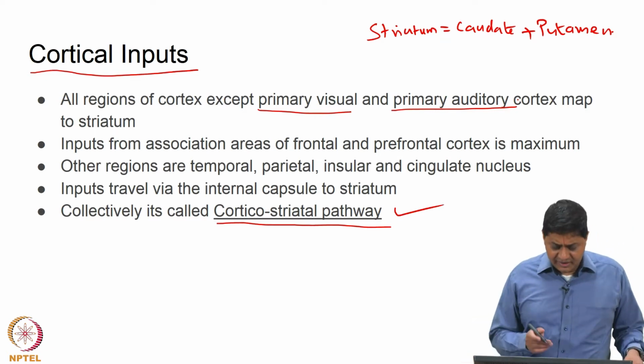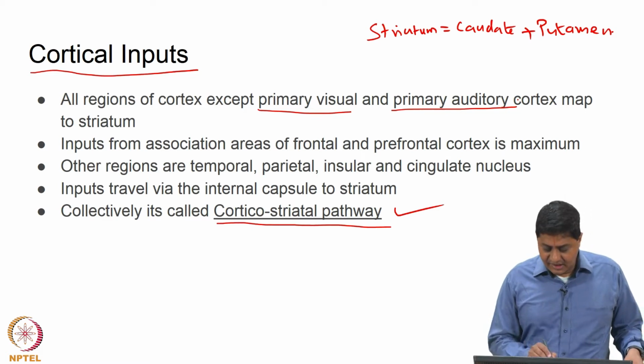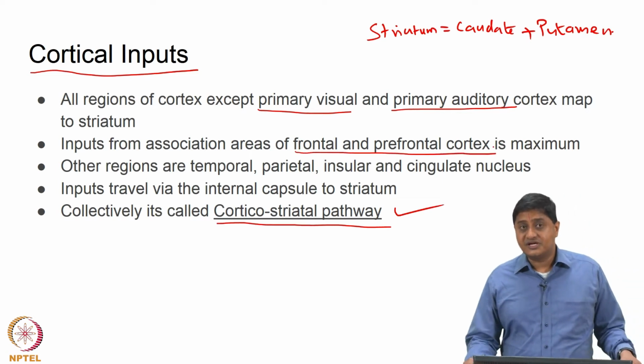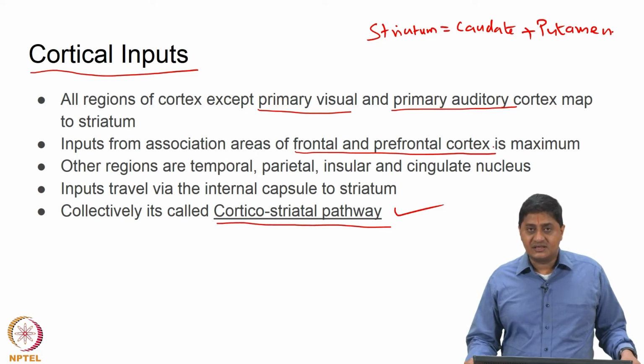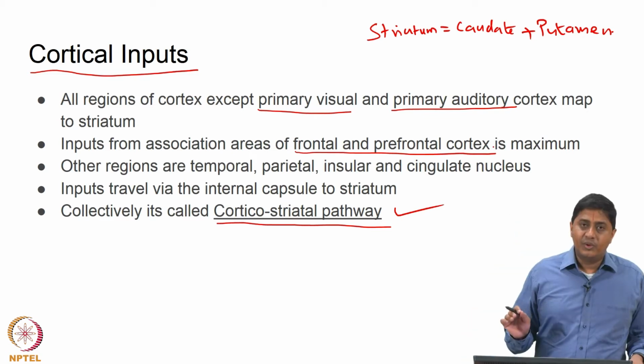So, what are the other areas from which the striatum receives inputs? Mainly from frontal and prefrontal cortex. Although striatum receives inputs from multiple areas in the cortex except the primary visual and the primary auditory cortex, a large majority of the projections actually come from the frontal and the prefrontal areas. Both precentral and postcentral areas project to the striatum, right.